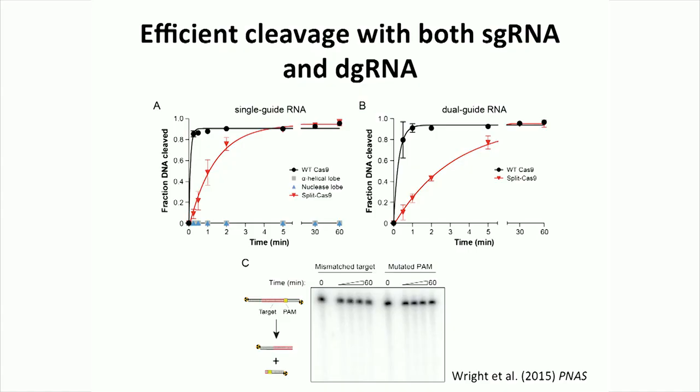So we were looking at both using the single guide form of the RNA as well as the dual guide, so the two separate RNAs that come together to form the guide. And these are kinetics of those cleavage reactions, showing time courses for cutting. And again, what we see is that with one of the lobes alone, the nuclease lobe alone, we really see no reaction with DNA. We only see cutting when we have both of these polypeptides present in the reaction.